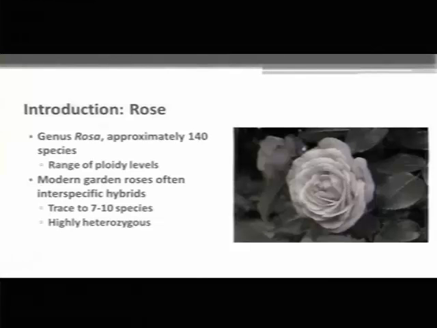Modern garden roses, however, what you'll see planted around campus or what you can pick up at Lowe's or Home Depot, are not usually these species. They're usually interspecific hybrids. Most of them trace to about 7 to 10 different species and not the rest of the germplasm, the rest of the genus. So it's a very narrow subset of the genus that's actually used in breeding. And since these are hybrids, they're usually highly heterozygous, which makes genetics a little bit interesting.